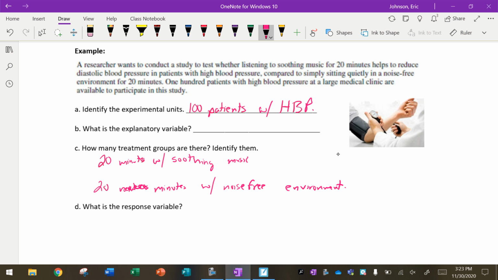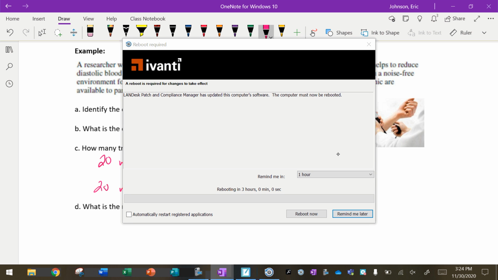Okay. So now, just like way back in chapter 2, when you identify a categorical variable, like male and female, the variable isn't male and female. The variable is gender. If you're talking about politics and ask what's the variable, Democrat, Republican, Independent, no, that's not the variable. Those are the categories of political party. Likewise here, it's the same idea. The treatment groups are 20 minutes in a soothing music environment and 20 minutes in a noise-free environment. So the variable would be environment. It links back to chapter 2 where we identify a categorical variable.